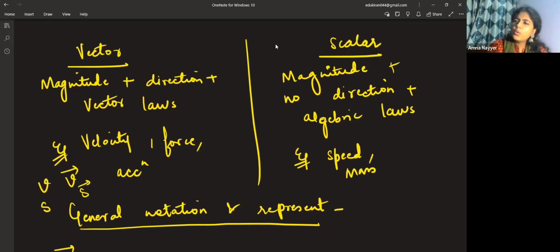And for scalar, you do not need any special laws to calculate. No separate vector laws, no separate scalar laws are present. What are scalar laws? Scalar laws are basically the algebraic laws. 1 plus 1 is 2. When you are vectorially adding two quantities, 1 plus 1 can be 4, 1 plus 1 can be 8, 1 plus 1 can be 0 also. You will see by yourself, because angle comes in between. So angle changes the answer. There are various factors which change your answer.